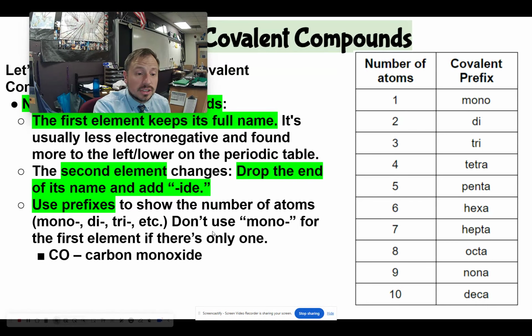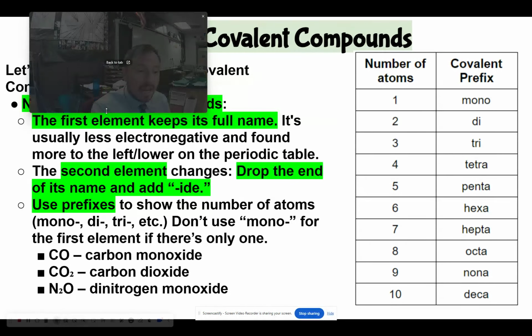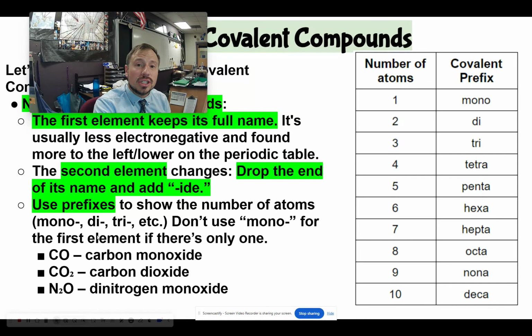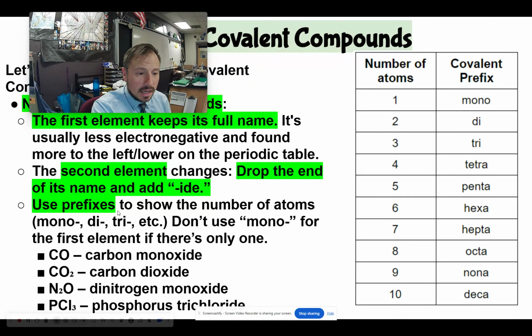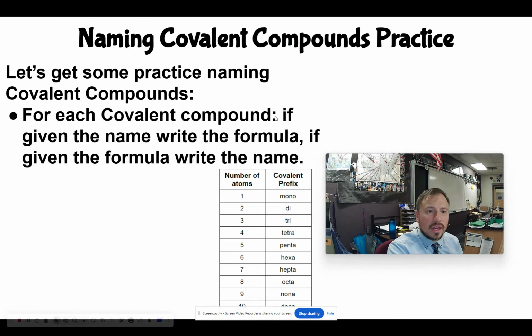So here's an example, CO: 1 carbon, 1 oxygen is carbon monoxide. Okay, now I've got CO2, carbon dioxide. Here's N2O, dinitrogen monoxide, and this PCl3, phosphorus trichloride. So really simple. And let's get some practice with naming covalent compounds.